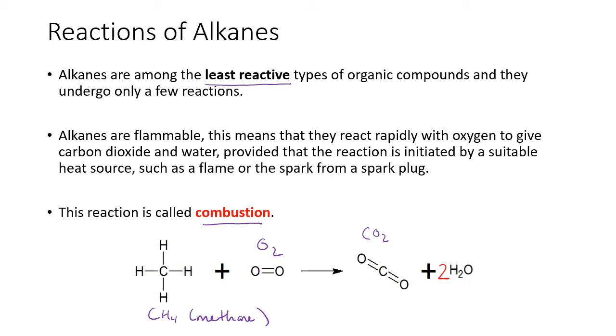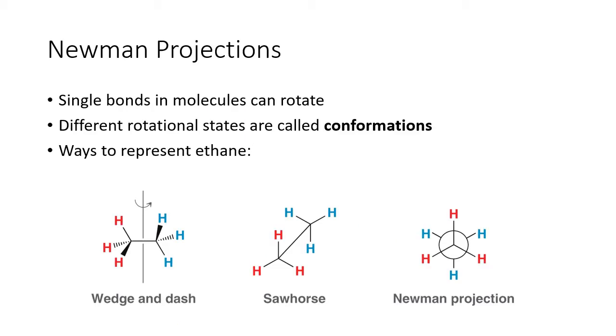That would give us 4 hydrogens now. And now we have 4 oxygen atoms on the right-hand side. So we would also need a 2 out in front of our O2 as well. You should be able to write the combustion reaction and balance it for any given alkane. Alkanes contain all single bonds, and those single bonds can rotate in space.